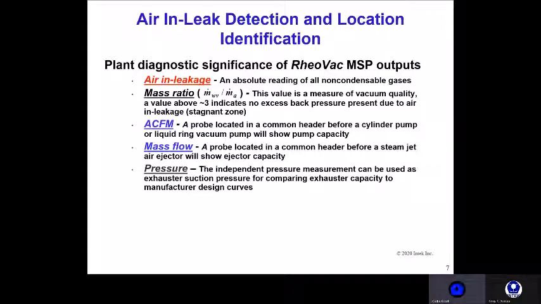The Re-Evac pressure output is an independent pressure measurement that can be used as an indicator of pump suction pressure. This can be used in conjunction with manufacturer pump curves, which are typically provided with dry air capacity versus pressure design curves, to determine pump performance. Using this data, you can determine if the problem is excess air and leakage or degraded exhauster capacity.